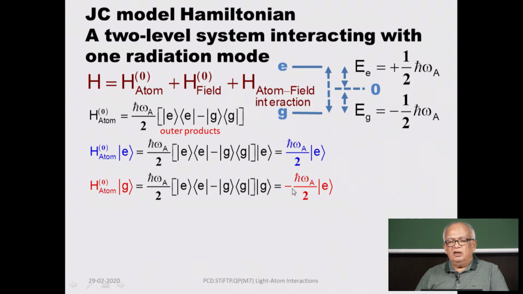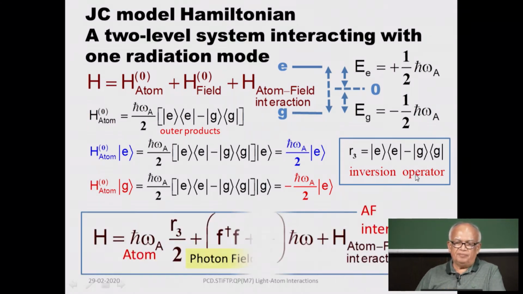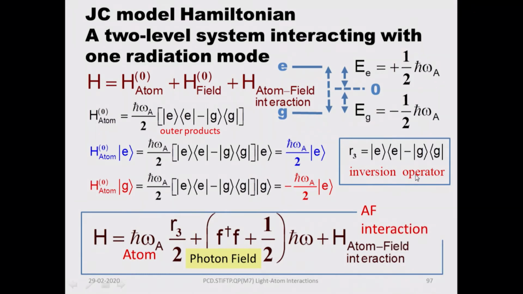So, you have got a minus half h cross omega over here. So, the difference, this minus this, will give you the h cross omega. Okay. So, this is the atomic Hamiltonian, and this particular operator is called the inversion operator, for obvious reasons. So, now you can write this full Hamiltonian in terms of this inversion operator, which is the atomic Hamiltonian here.